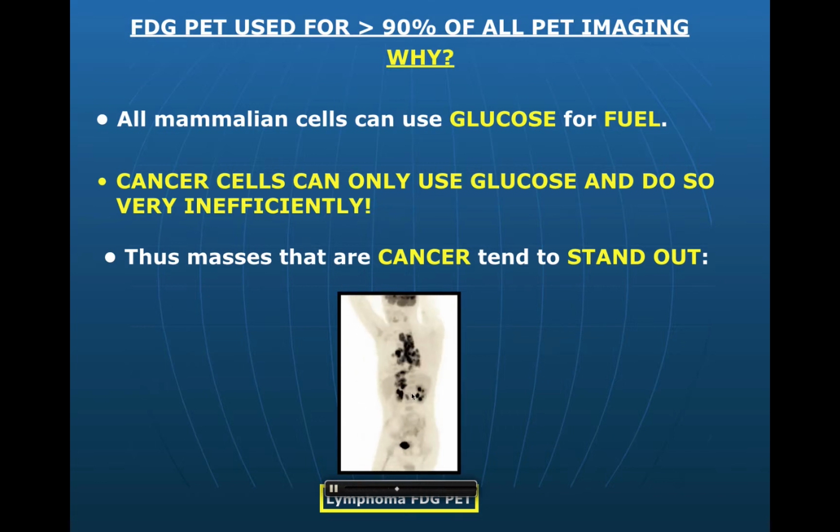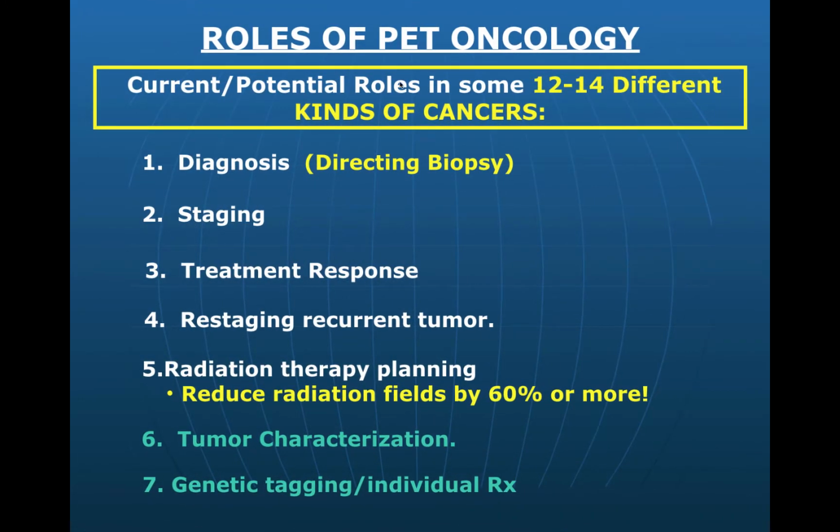Again, this is actually the bladder and activity being excreted in the kidney, so this here isn't cancer. Now, there are many roles for PET in oncology, and currently there are maybe 12 to 14 different kinds of cancers where we can use PET successfully, keeping in mind, however, that we're looking at a bunch of possibilities here, but for each type of cancer, not necessarily all of these apply.